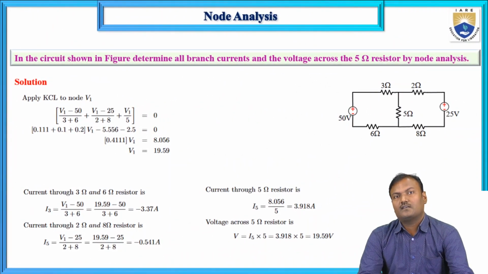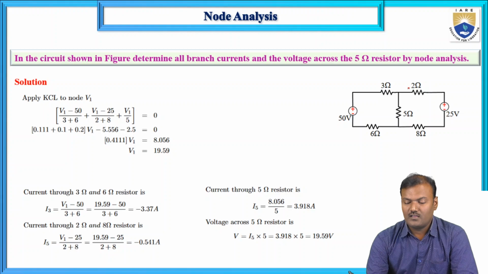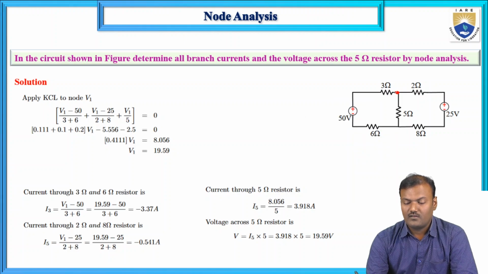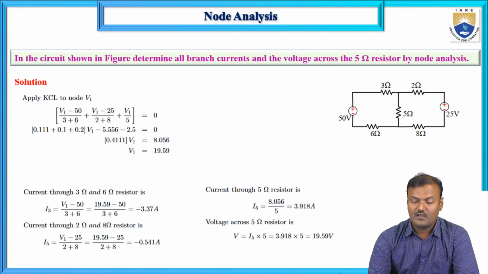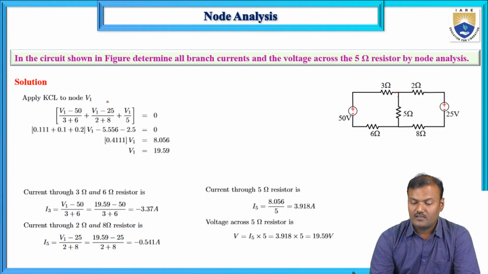So let us consider this circuit. In the given circuit, determine all the branch currents and the voltage across 5 ohms by nodal analysis. Here this node is assumed to be V1. By applying KCL equations, (V1 - 50), positive polarity is connected to positive polarity, so (V1 - 50)/(3 + 6).